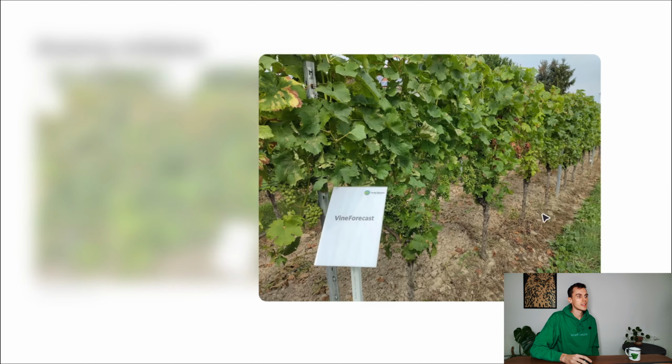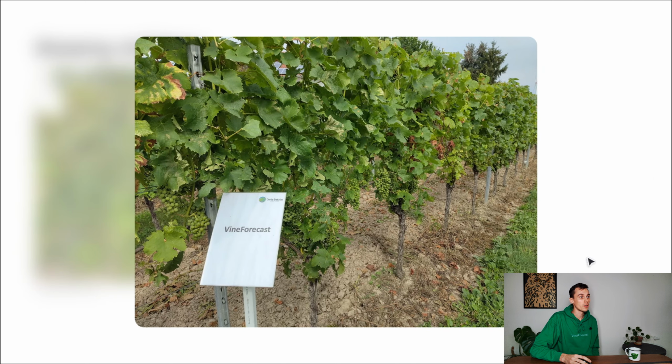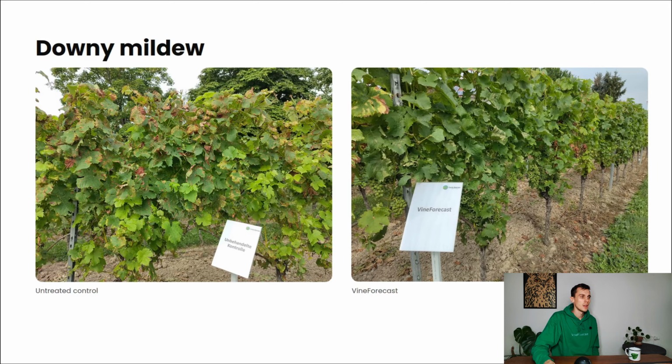In contrast, let's have a look at the VineForecast variant. Here you can see the grapes are healthy and the leaf wall is quite healthy as well. When you look closer, you may find some oil spots, but generally the results were really nice.